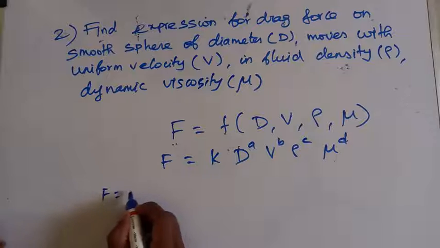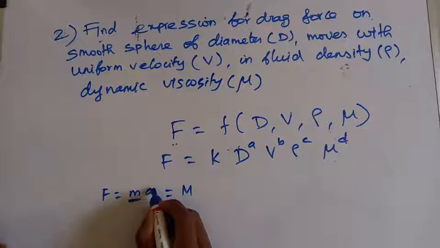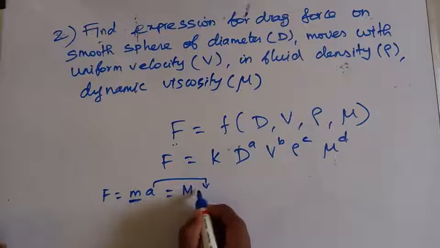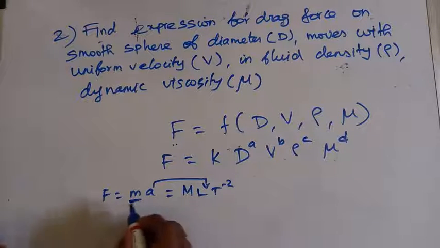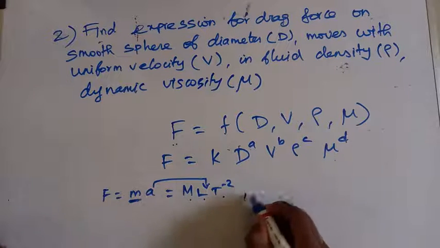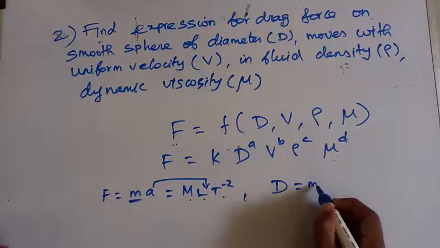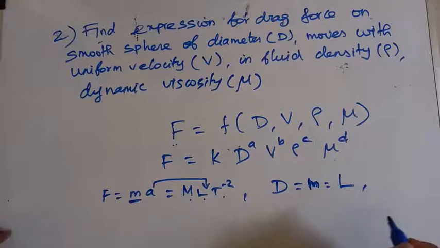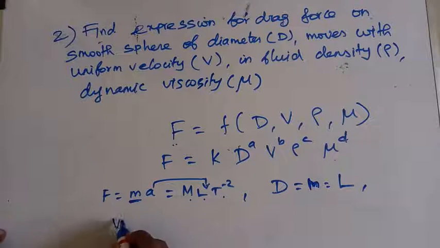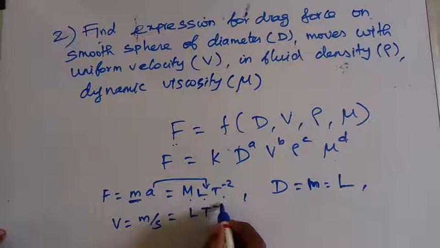I know force is nothing but mass times acceleration. For mass, dimension is M. Acceleration, last problem only we saw as L T power minus 2. So for force, dimension is M L T power minus 2. Like that, diameter, its unit is meter, so it comes under length dimension. For velocity, its unit is meter per second. For meter, L, for second, T. So I am taking this L T power minus 1.